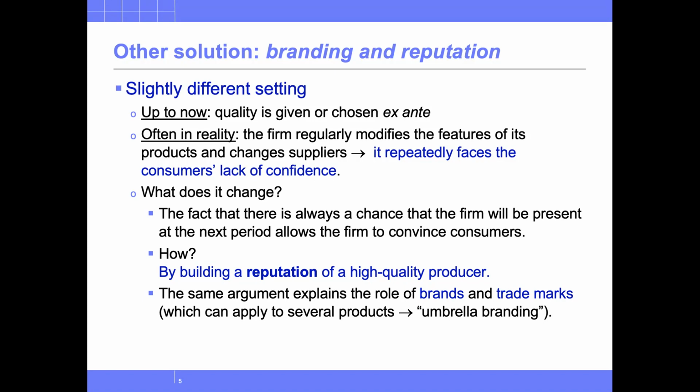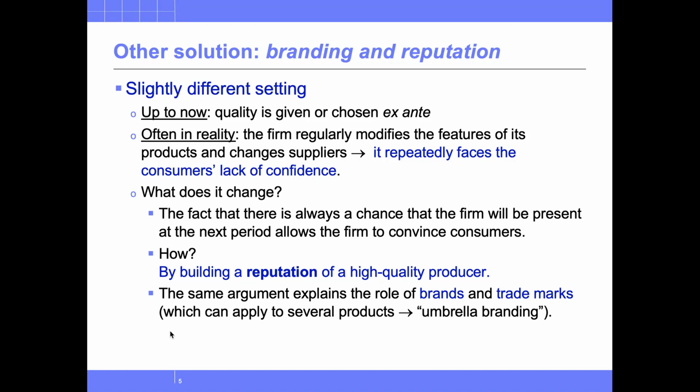Okay? Now, what does it change? Well, first of all, the repeated interaction between the buyers and the seller is likely to continue. There is always a chance that there will be a next period. Okay, and we will see that this is key for the seller to use this actually and try to build a reputation of being a high quality producer. Okay, and we'll see that one way to materialize this reputation is to use a brand or a trademark, which can be seen as the way to capture this reputation of being a high quality producer.